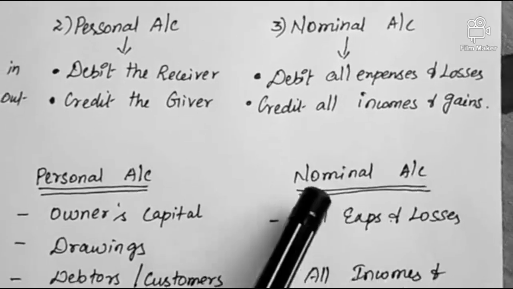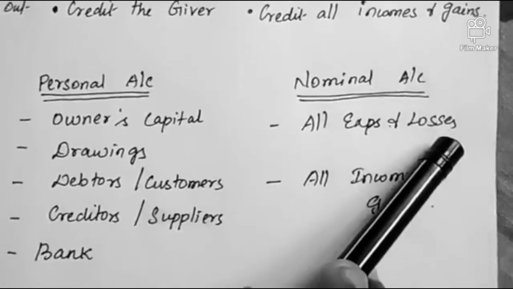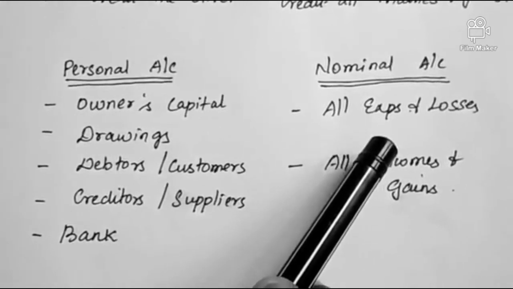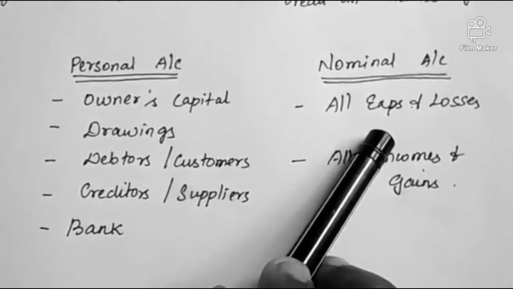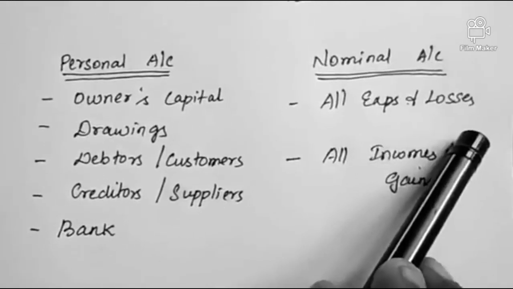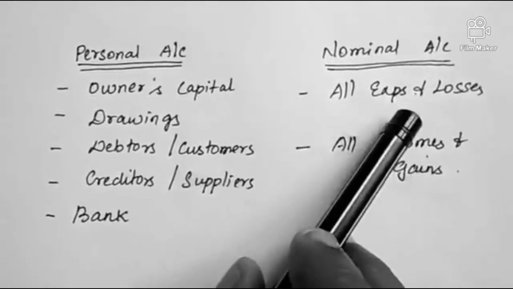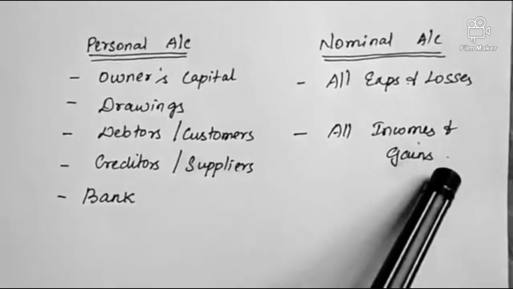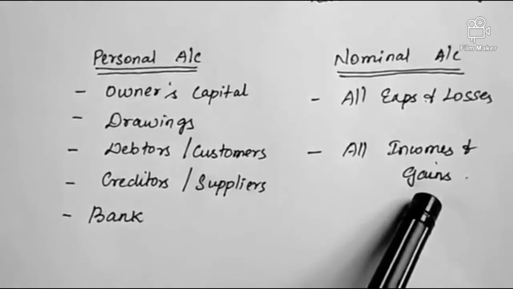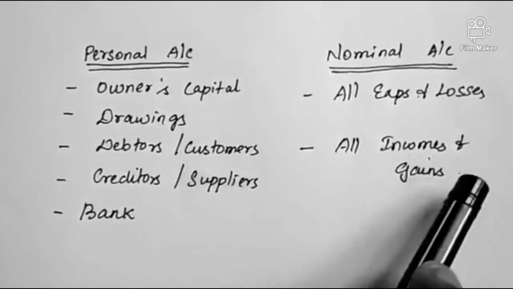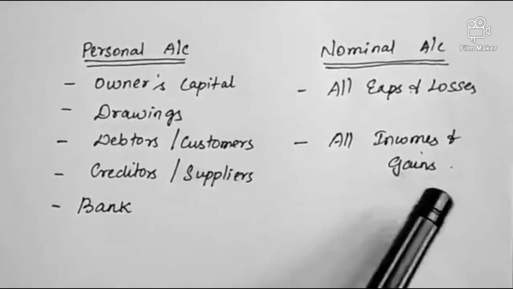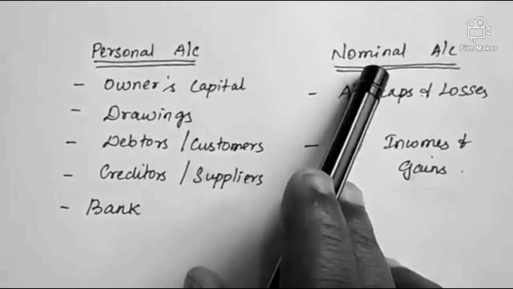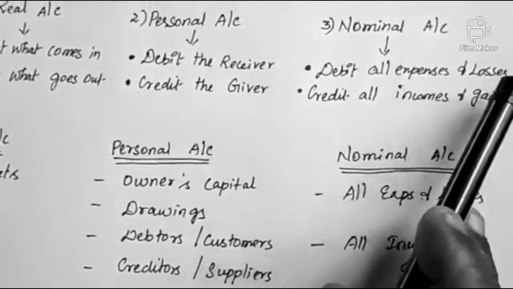In the same way, all the expenses and losses come under nominal account. For example, salary, rent paid, electricity charges, discount allowed, bad debts, all these things are expenses and losses which come under nominal account. In the same way, all incomes and gains. Incomes and gains means rent received, discount received, commission received. All these come under incomes and gains. All expenses and losses, incomes and gains come under nominal account. So what is the nominal account rule? Debit all expenses and losses.